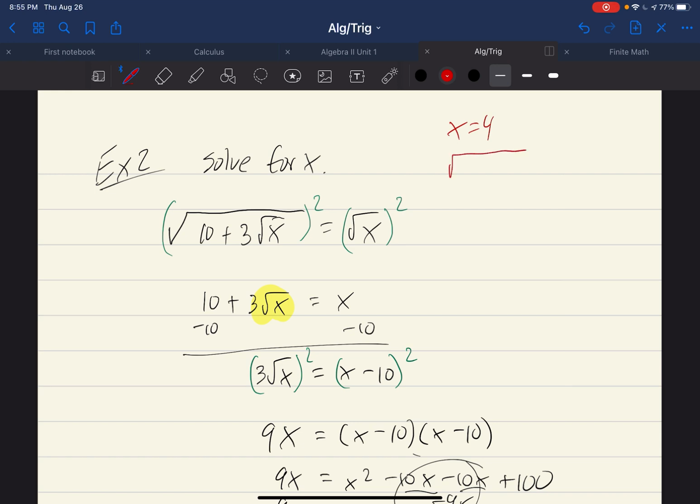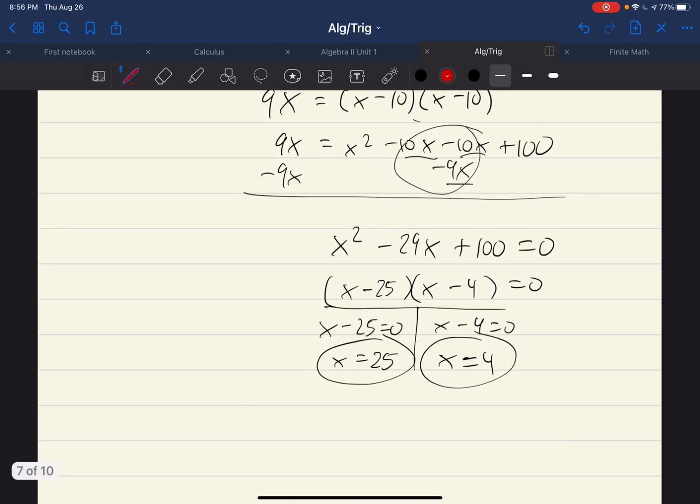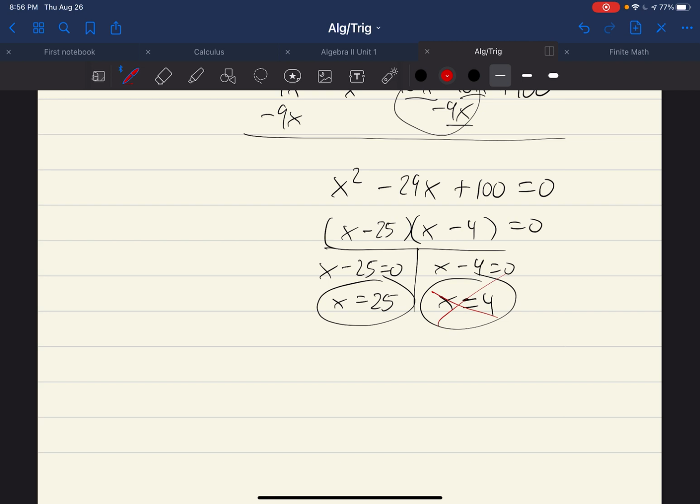Square root of 10 plus 3 times the square root of 4 is equal to the square root of 4. So that's 2 times 3 is 6, and then plus 10. So the square root of 16 is equal to the square root of 4. That's not true because the square root of 16 is 4, and the square root of 4 is 2. So these are not equal, so that's a bad solution. So we go ahead and we cross that solution out.